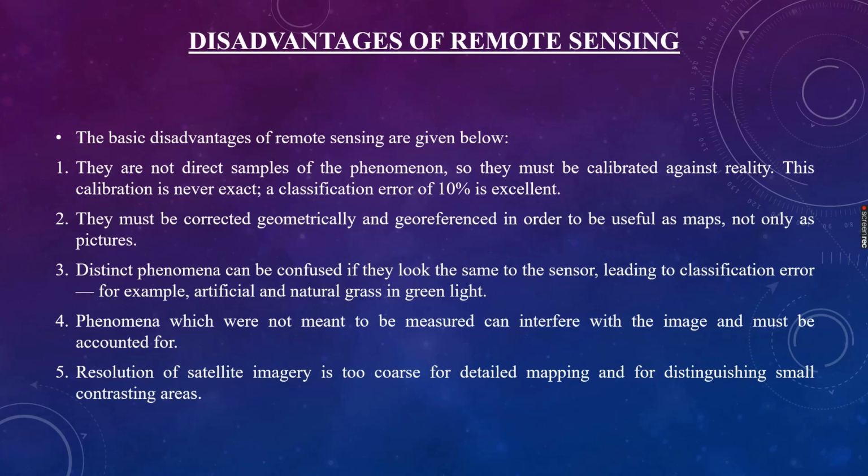So in this session we studied the types of remote sensing, which are active and passive remote sensing. Then we moved on to the advantages and disadvantages of remote sensing. So that's all for today. In the next session we will discuss some new topics.